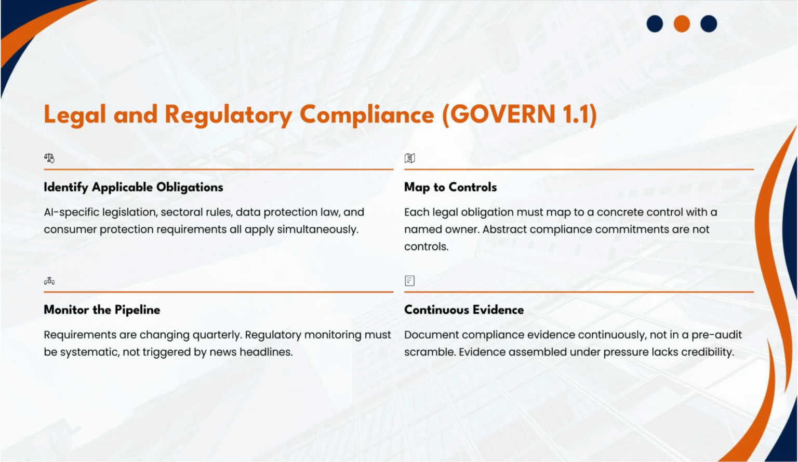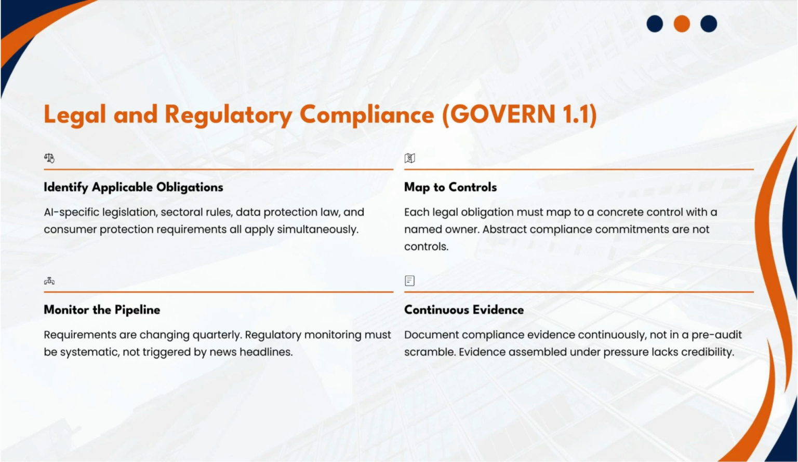Sounds obvious. It isn't happening in most places. And here's why it's genuinely hard. First, the law is fragmented and moving. The EU AI Act, US state laws multiplying, sector regulators applying existing rules to AI, other jurisdictions all developing their own. If you operate across borders, you're tracking a moving target in multiple directions at once.